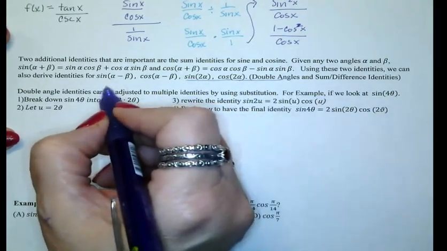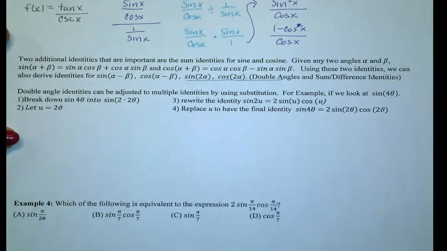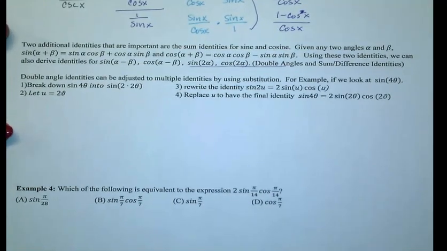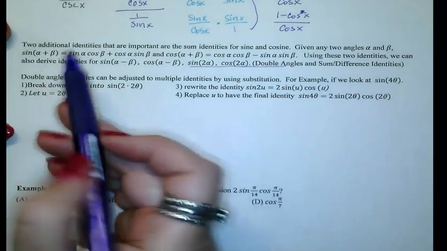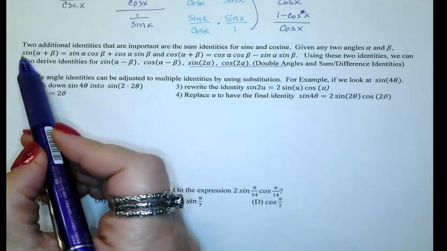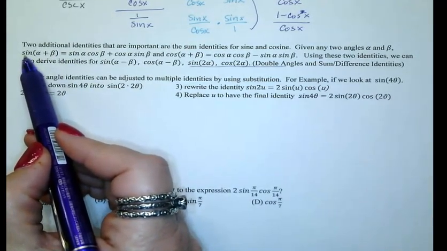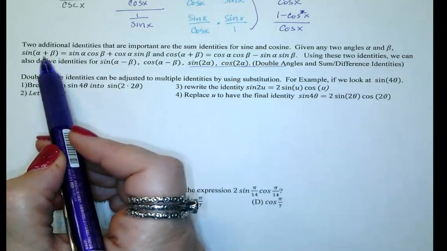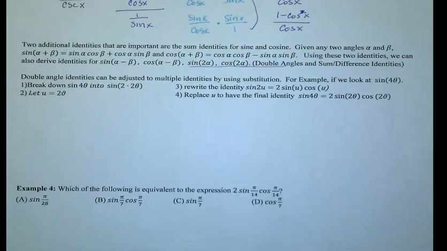And then sum and difference are these right here, okay? So when we're using sum and difference, we're paying attention to what is the trig function on the outside. Is it sine or is it cosine? And then what's happening in here? Is it addition or subtraction? And that's how you decide which to use.